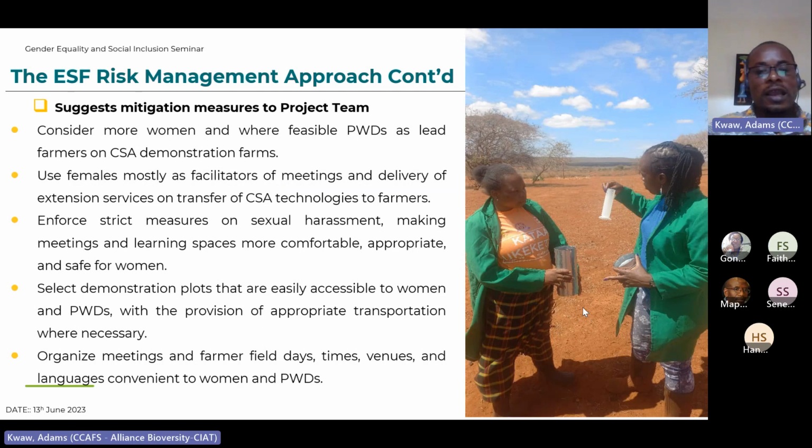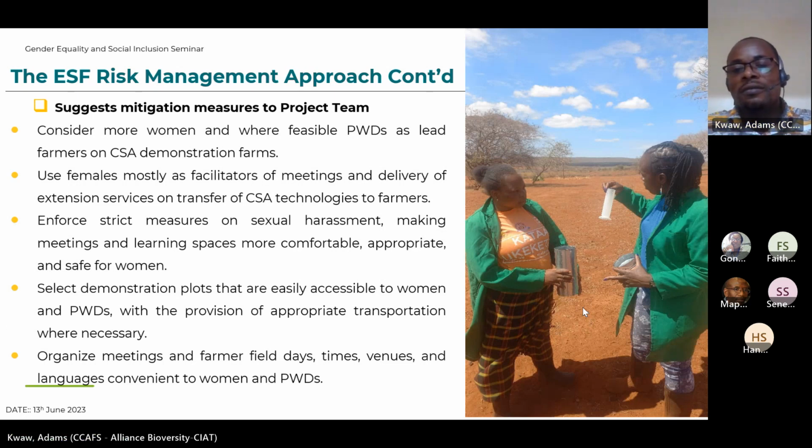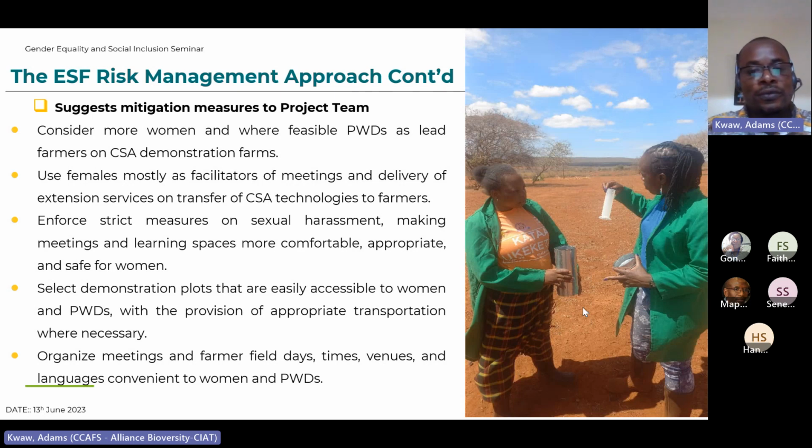And then we also encourage them to organize farmer field days in days and times and venues, and also in languages convenient to women and persons with disabilities. Because experience have shown that if these measures are implemented, it helps in creating space to improve participation of women and other minority groups. So based on these measures, the demonstration activities were given a green light to start.